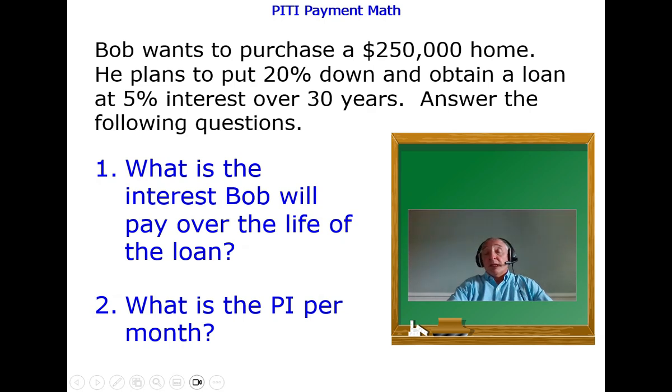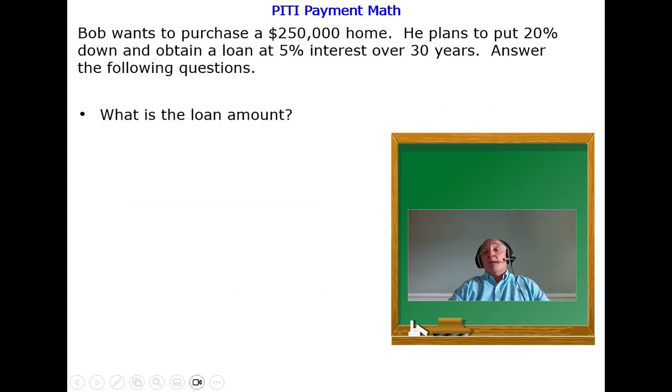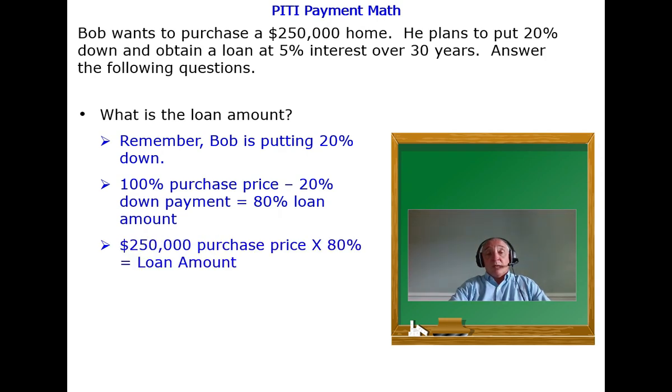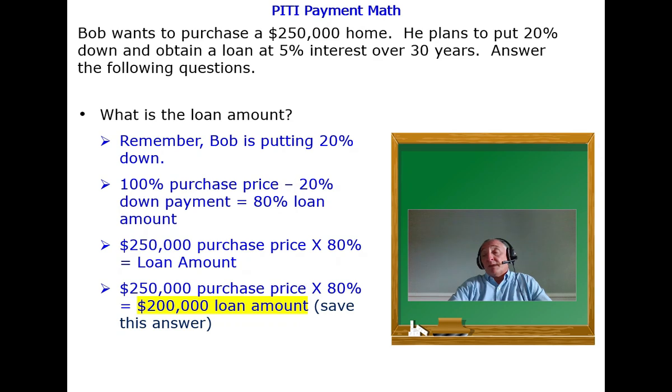All right, let's look at this. We've got a $250,000 purchase, but Bob is only going to get a loan for 80% of that because he plans to put 20% down. So Bob is going to borrow around $200,000. How we figure that out is we subtract the 20% down payment from 100% of the purchase price, and that gets us 80% for the loan. So we multiply $250,000 times 0.80, and that gives us a $200,000 loan amount.